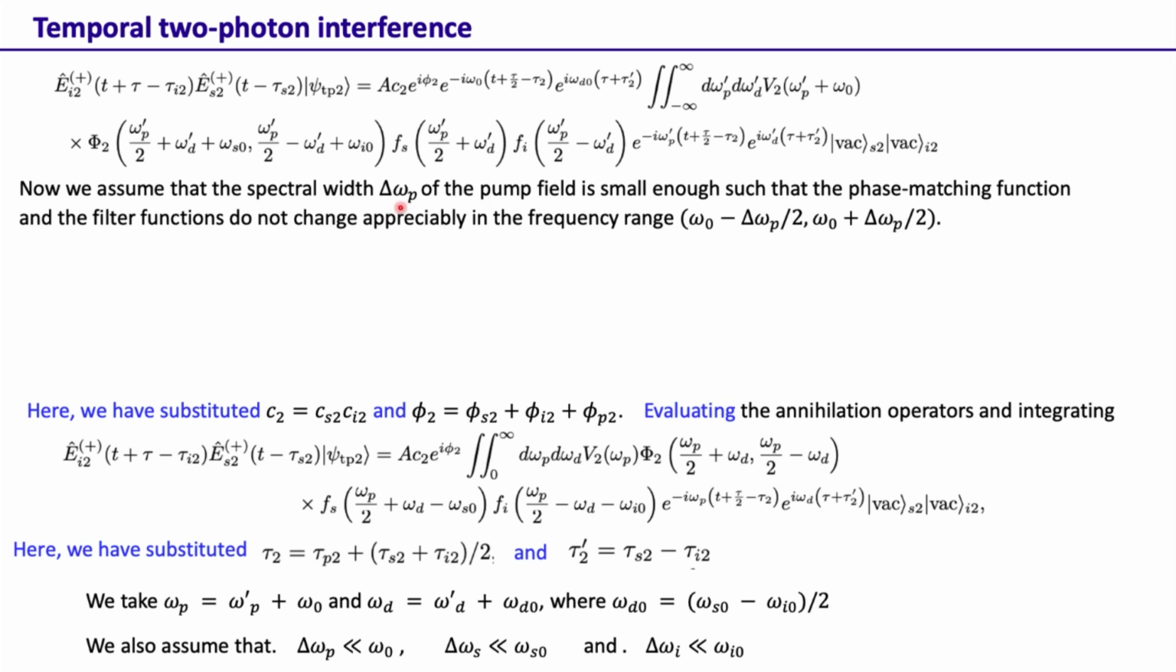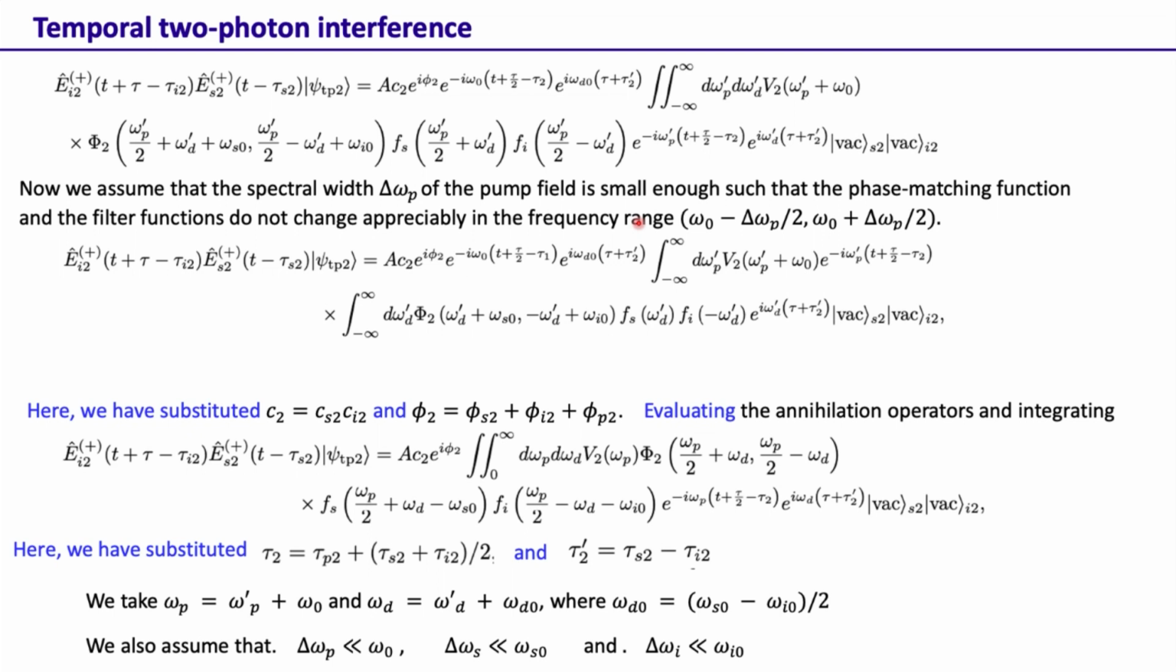spectral width of the pump, that is delta omega p. So we have this V2, which is the amplitude of the pump field, and we have this phase matching function, and now these double integrals. But now we assume that the width of the pump field is much smaller compared to the phase matching function and the filter function. And we also assume that over the range of omega p or omega p prime, the phase matching function and the filter functions do not change appreciably.